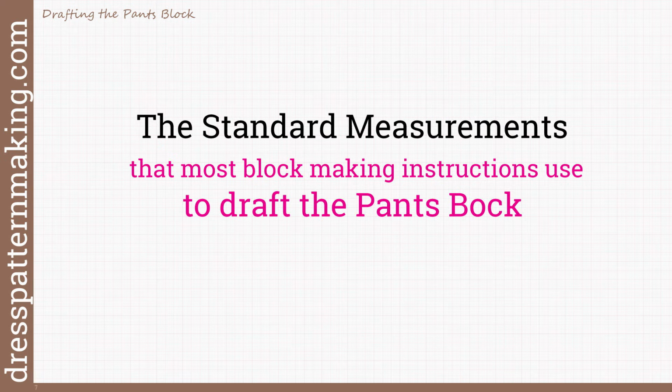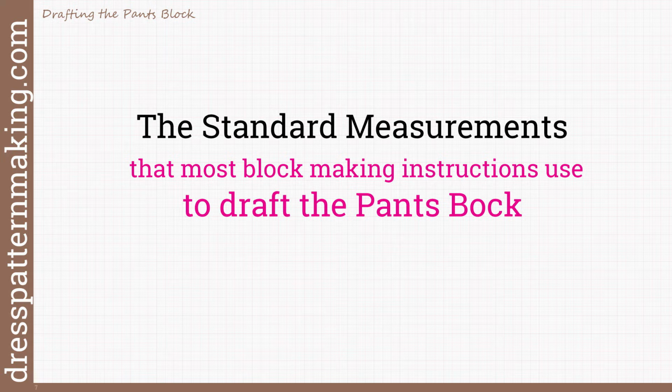I want to go through the standard measurements that are commonly used for drafting pants, that most block making instructions use for drafting them, then show you where the assumptions are that create problems for non-standard figures. I'll then go through the extra measurements that you will need to draft your pants to get a better fit. Basically, we will, with the help of the extra measurements, do the fitting steps that are generally done after you draft the block.